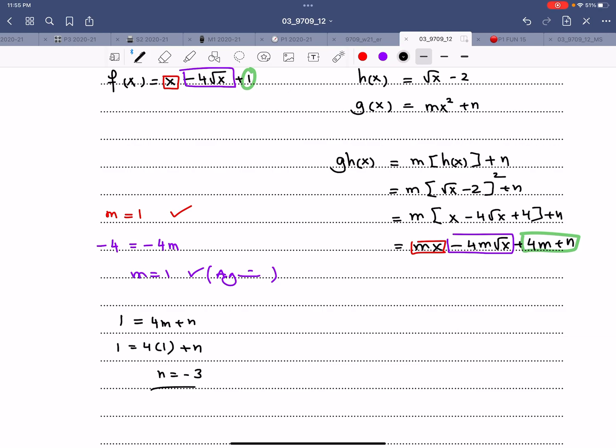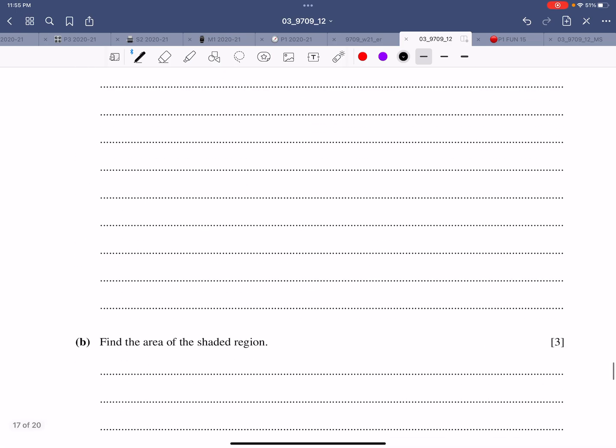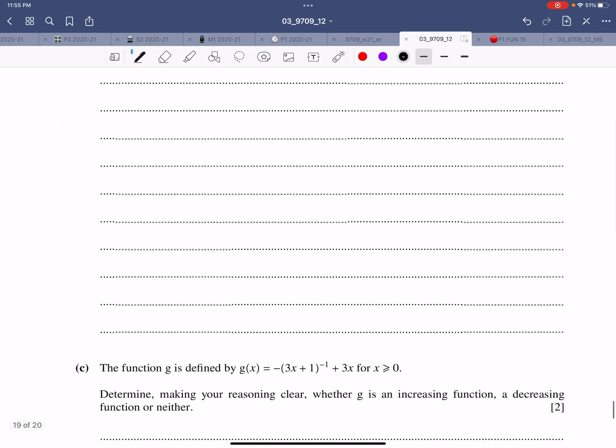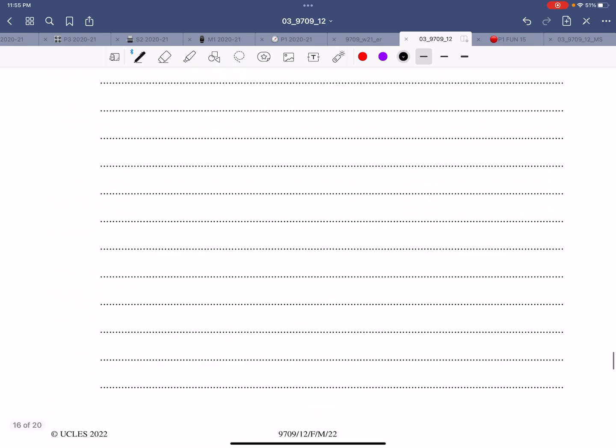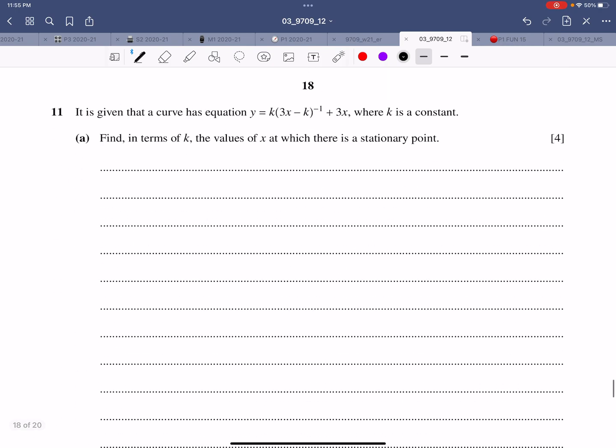So now how many more questions are left? This is question number 10 and this is question number 11. So 2 questions are left. So now let me do the first difficult one, that is question number 11. It says it is given that the curve has an equation such and such where k is a constant. Find in terms of k the values of x for which there is a stationary point.